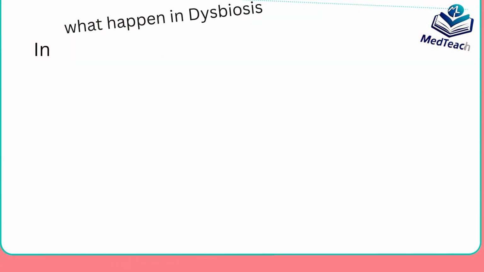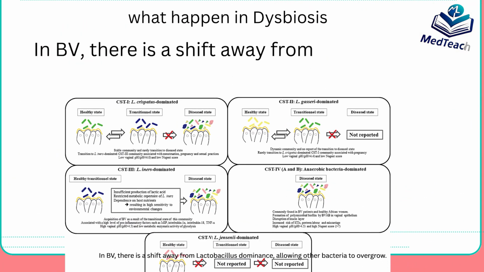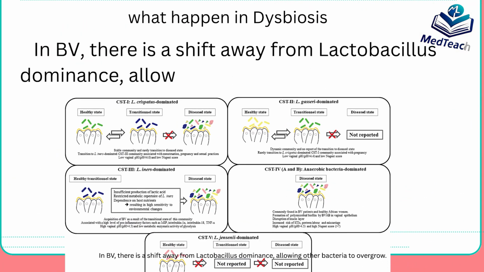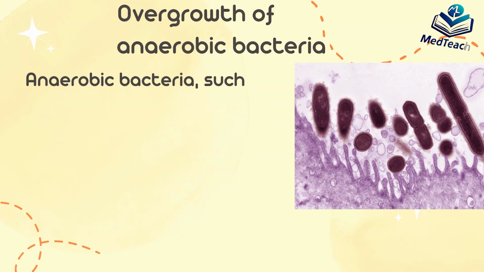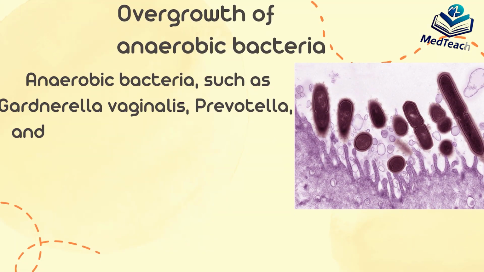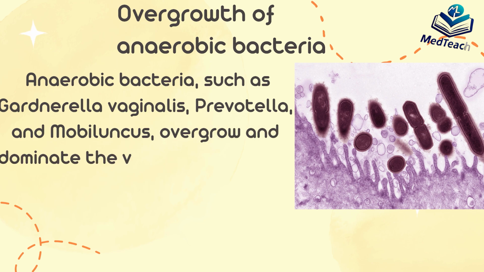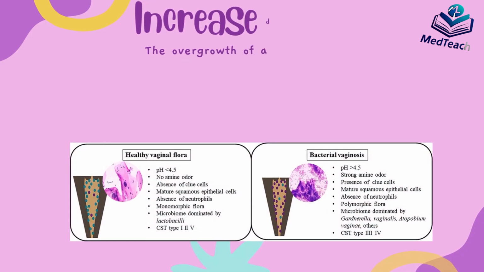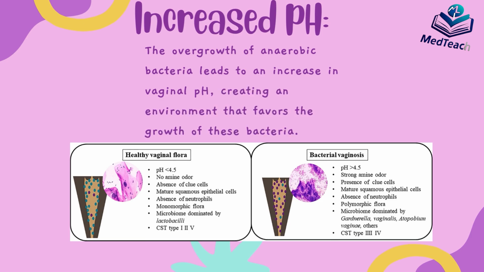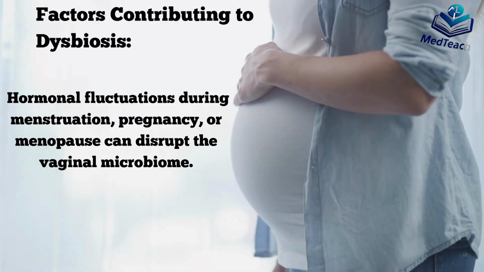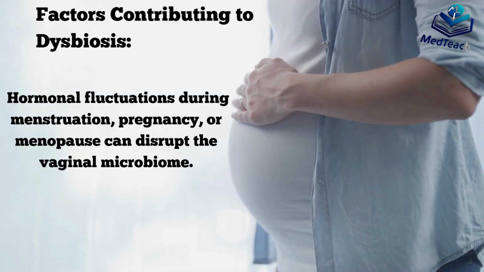What happens in dysbiosis? That is, in case of bacterial vaginosis, what is happening? There is a shift away from lactobacillus dominance that is allowing other bacteria to overgrow. Anaerobic bacteria such as Gardnerella vaginalis, Prevotella, and Mobiluncus overgrow and dominate the vaginal microbiome. The overgrowth of anaerobic bacteria leads to an increase in vaginal pH, creating an environment that favors the growth of these bacteria.